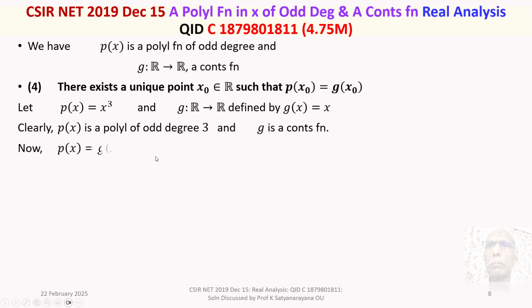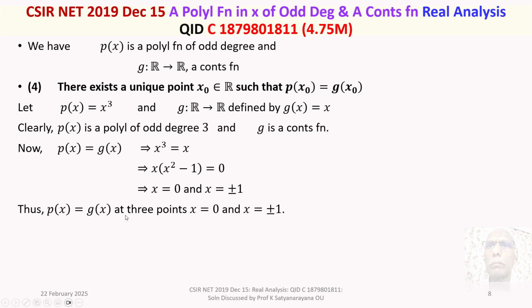Now p of x is equal to g of x will imply x cube is equal to x, will imply x cube minus x is equal to 0, will imply x into, in brackets, x square minus 1 is equal to 0. It implies x is equal to 0 and x square minus 1 is equal to 0. That is, x is equal to 0 and x is plus or minus 1. Thus p of x and g of x intersect at 3 points, x is equal to 0 and x is equal to plus or minus 1.